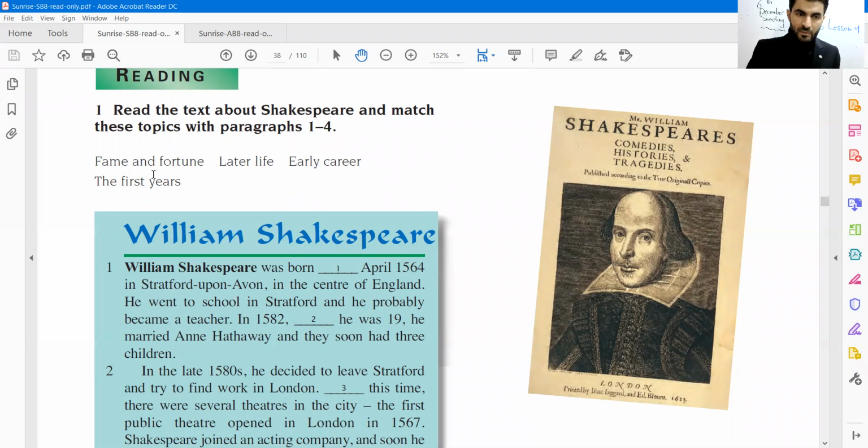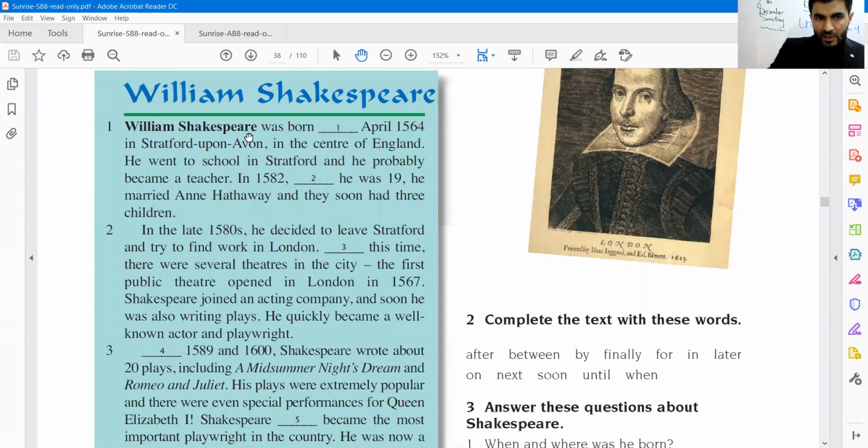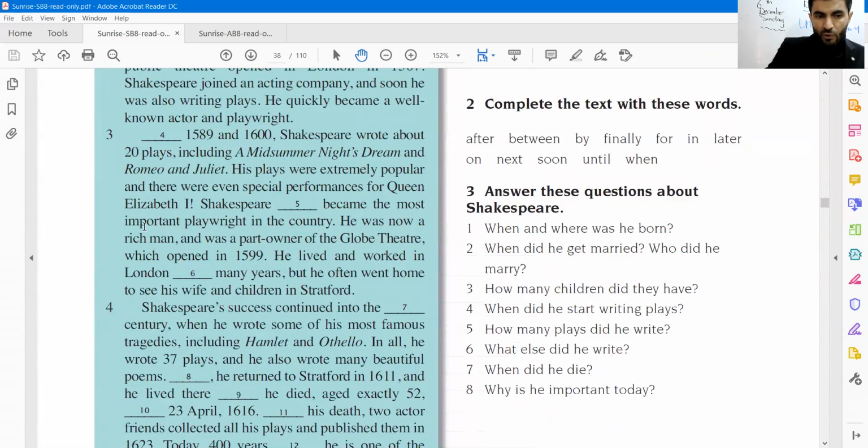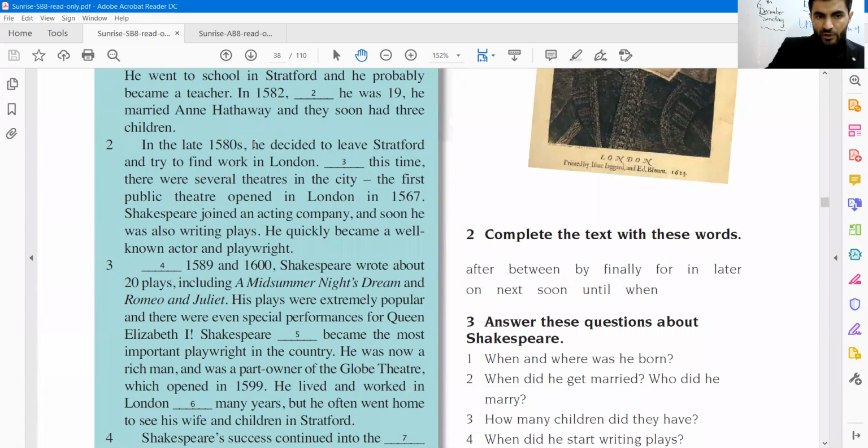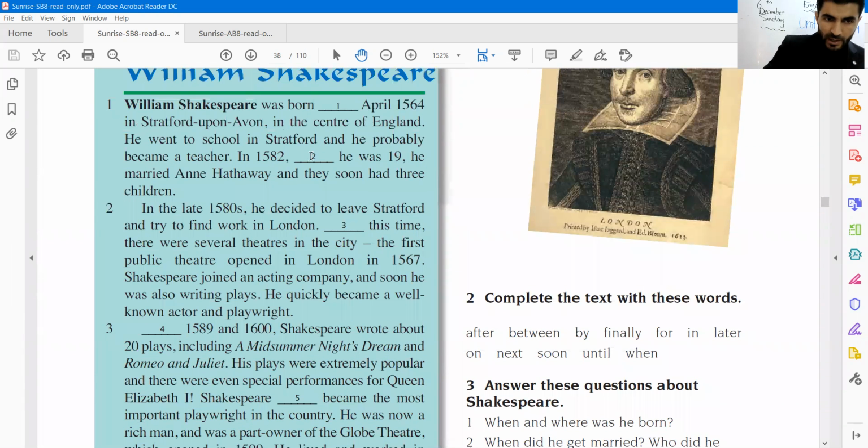When did he become famous? What did he do later in life? What happened to him when he grew up, when he became an adult, when he was a young man, when he died, before his death, his early career? What did he do first, and the first years of his life? What is important here is that we're going to learn about William Shakespeare, and this is talking about the life of Shakespeare in detail.